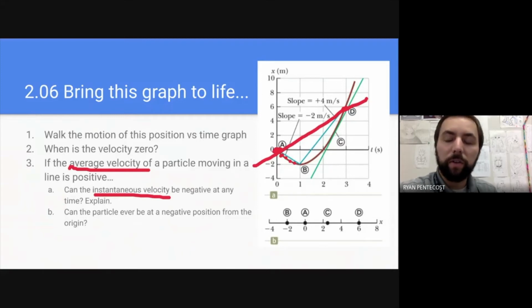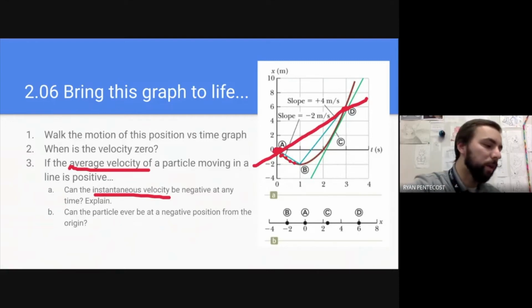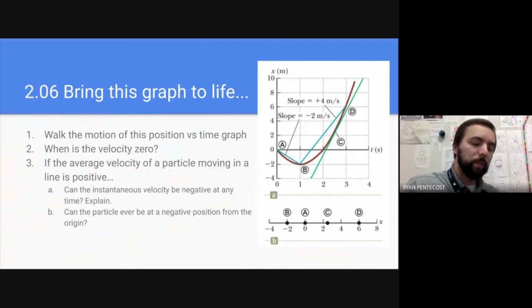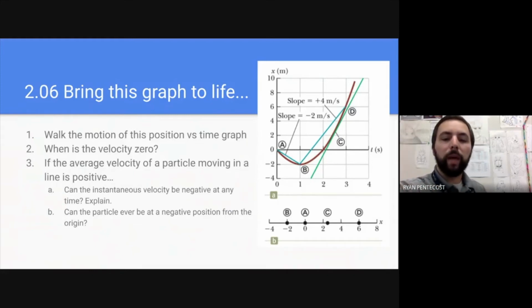So your average velocity for the whole trip would be 75 miles per hour. But at any given moment, your velocity may be lower or higher than that velocity. So that's how instantaneous and average can be different. Now, if we look at part B, can the particle ever be at a negative position from the origin if the average velocity is positive?